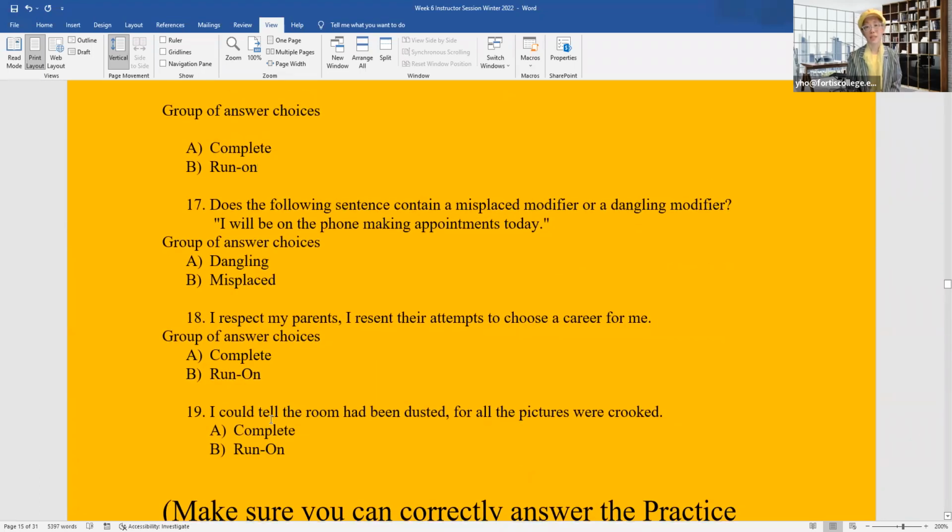Does the following sentence contain a misplaced modifier or a dangling modifier? I will be on the phone making appointments today. And so here you have an example of a misplaced modifier, because in order for this sentence to make sense, it should be, I will be making appointments on the phone today. Your phone is not going to grow hands and start making appointments by itself. So here this is a misplaced modifier. So a misplaced modifier is when you have to move the words around in order for the sentence to make sense.